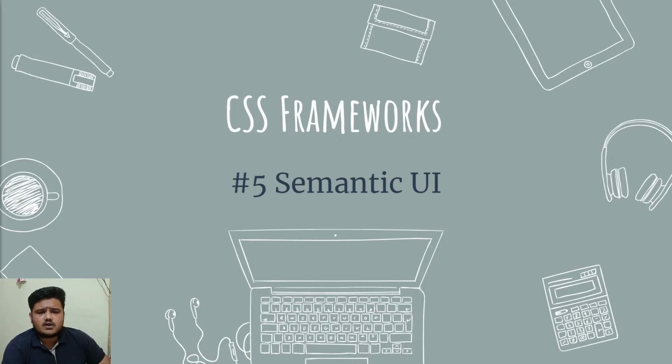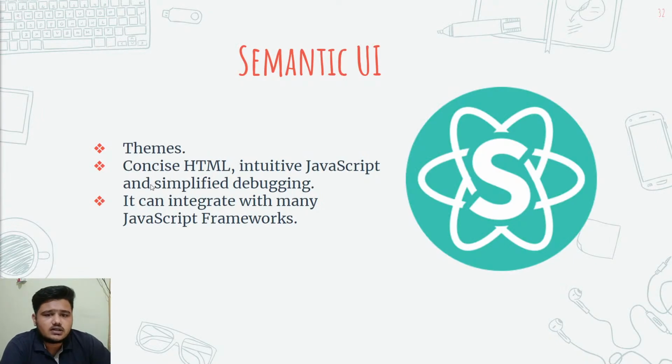This is also a CSS framework, and it is similar to Bootstrap. However, the difference between Bootstrap and Semantic UI is the themes and the customizations that this particular framework provides us, right? We can say that there are more than 3000 theming variables, which results in massive breadth. Here we can also see that the framework utilizes concise HTML, intuitive JavaScript, and simplified debugging that makes front-end development a fun and easy experience.